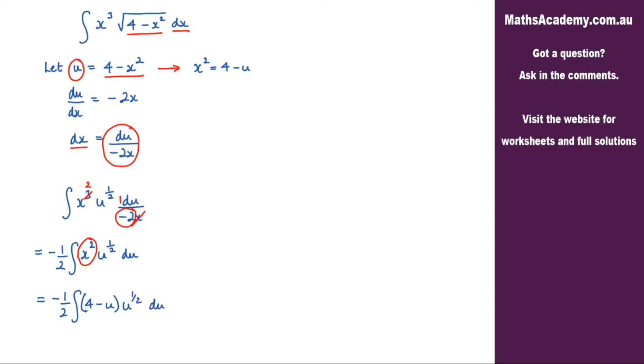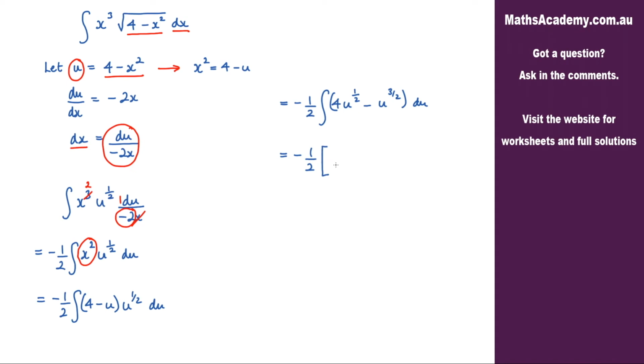I'm going to expand these brackets here. So what we'll get is negative a half. We've got the integral. We'll have 4u to the power of a half minus, so we've got u to the power of 1 multiplied by u to the power of a half, which is u to the power of 3 over 2, and that is with respect to u. Negative a half.